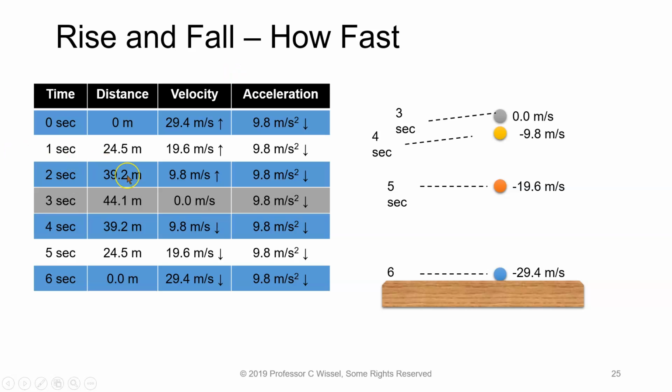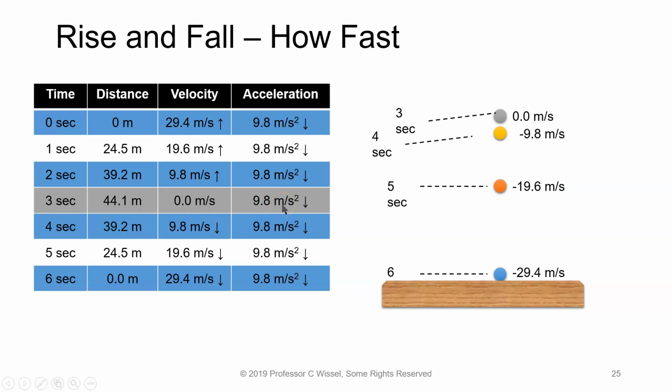After 2 seconds, the ball has gotten up to 39.2 meters of altitude above the ground. The velocity now, you subtract 9.8 meters per second, you end up with 9.8 meters per second. The velocity is lowered to 9.8 meters per second, but it's still up, still rising, but it's slowing down. Acceleration is still down at 9.8 meters per second squared because nobody turned off the gravity. At 3 seconds, it reaches the top of its flight. It is now at an altitude of 44.1 meters. The velocity is 0 because it's paused at the top of the flight.